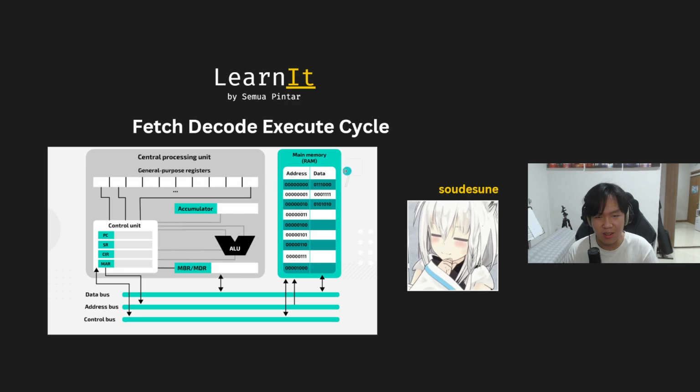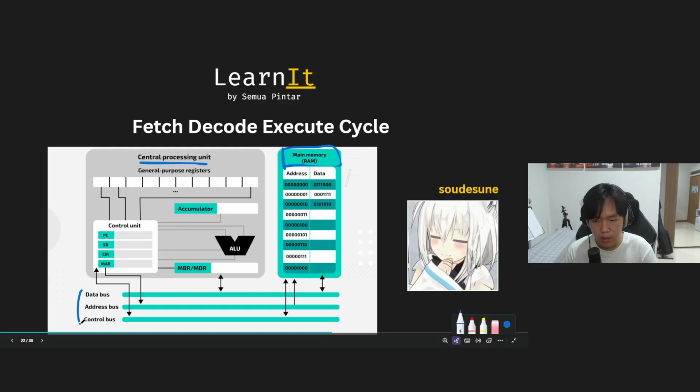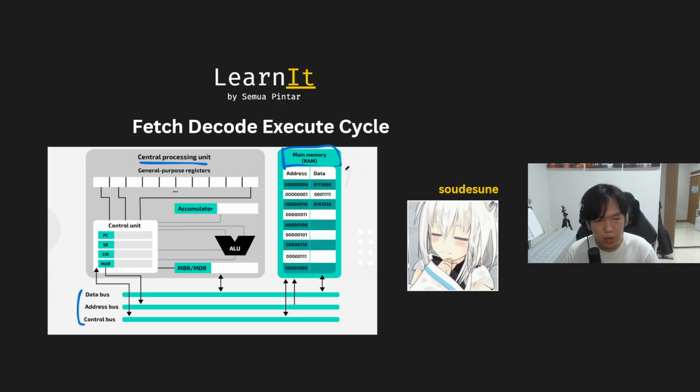Okay, so first of all, let's try to identify the components here first. So we have the CPU and the RAM and the buses right here. So these 3 are core to the fetch, decode, execute cycle. Okay, so first of all, let's begin with the input. So the input here is part of the RAM. So the RAM, it's a storage device.